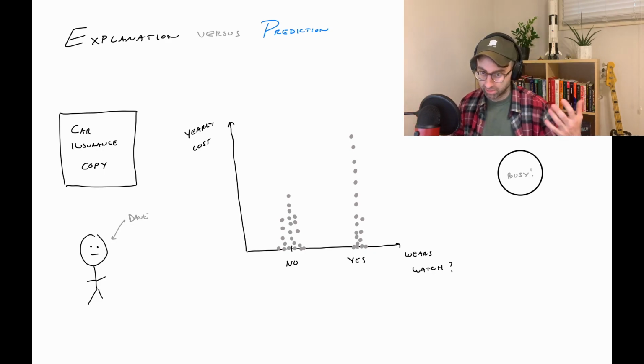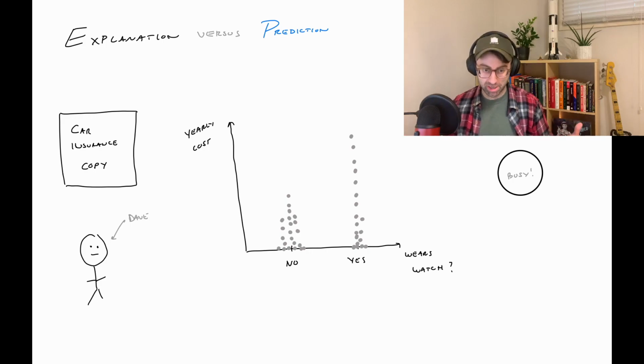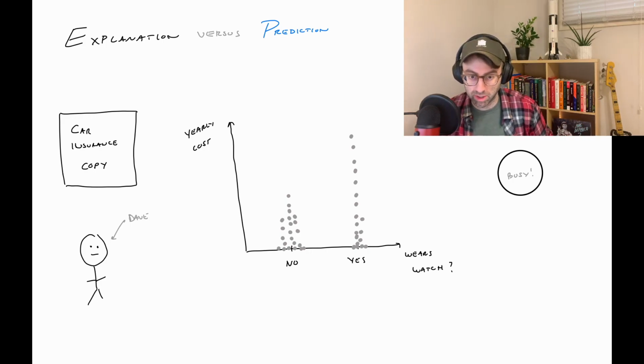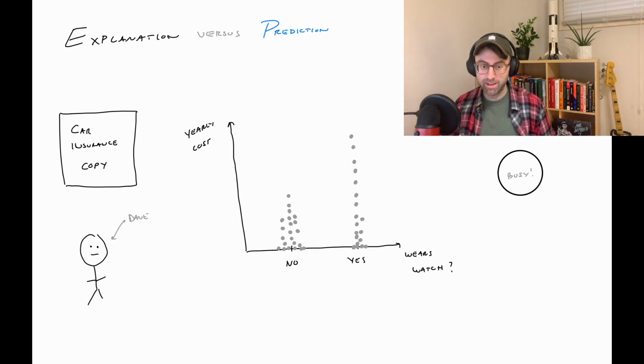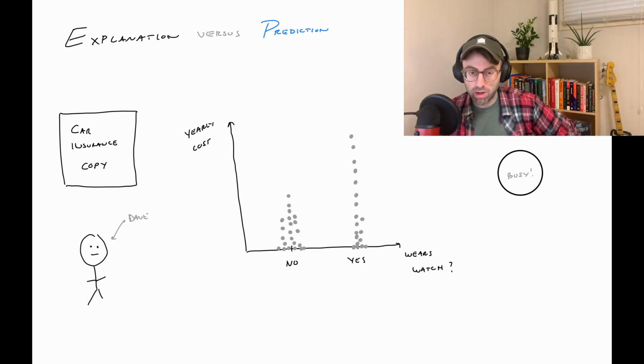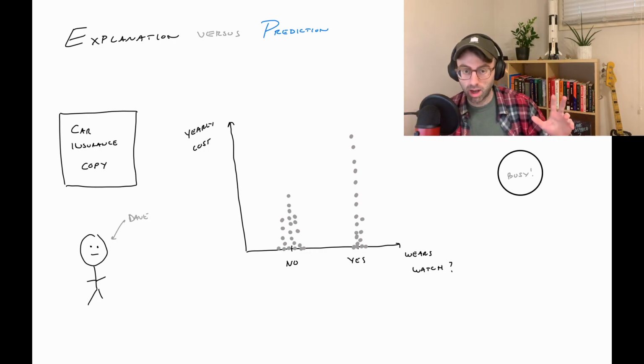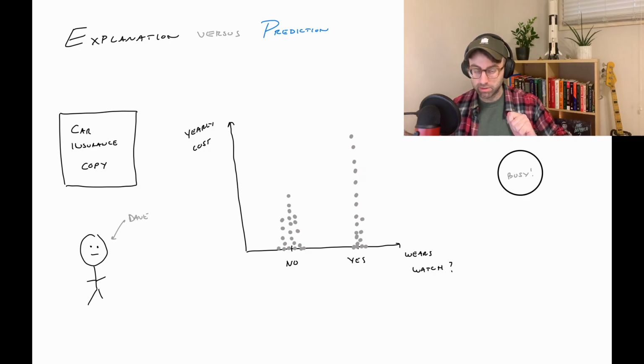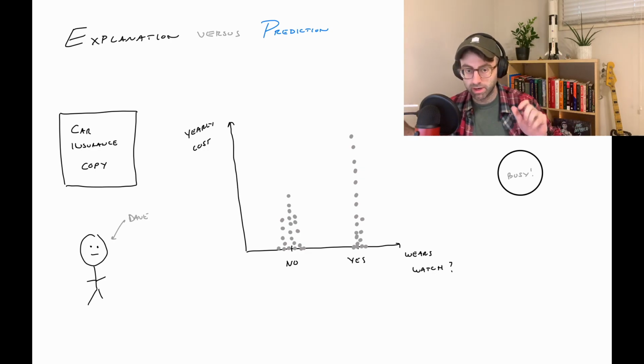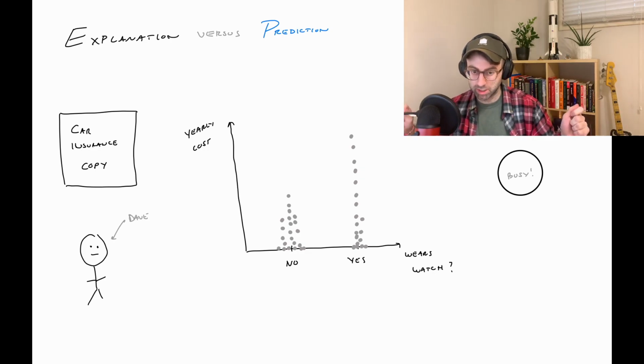I'm going to run you through this little story I've created here. There are two characters in this story. One is a car insurance company. The other is me. I want to illustrate how, from different contexts, that is, from different points of view, these different ideas, prediction versus explanation, matter more or less.